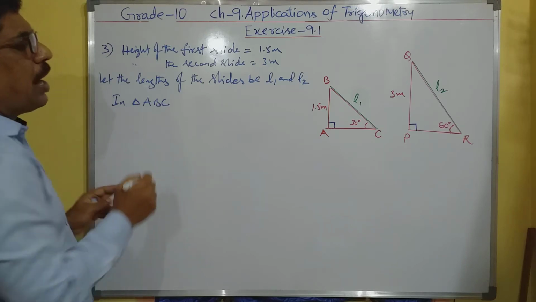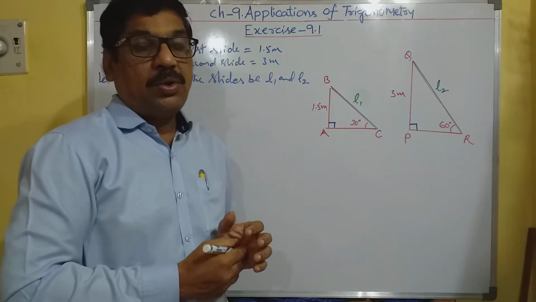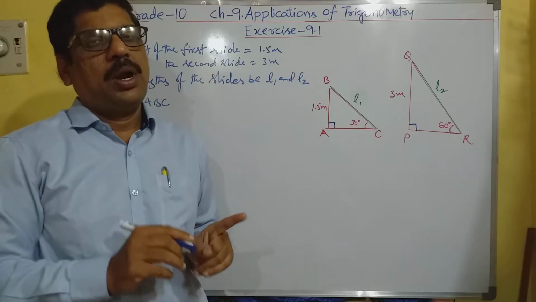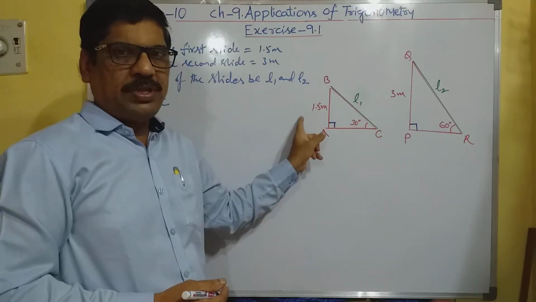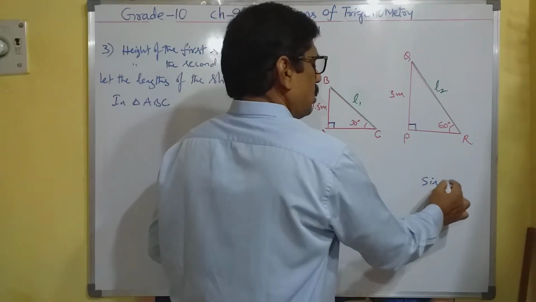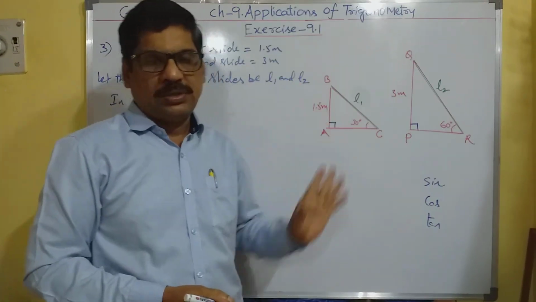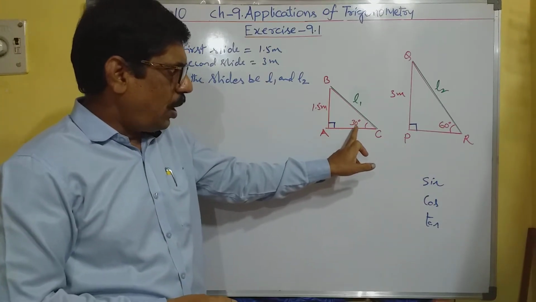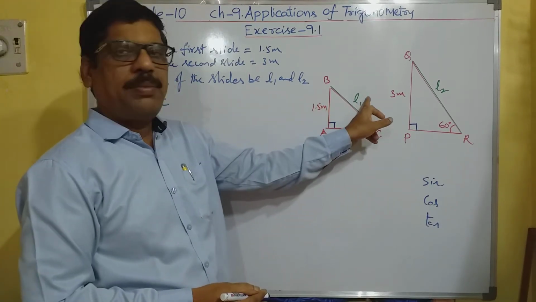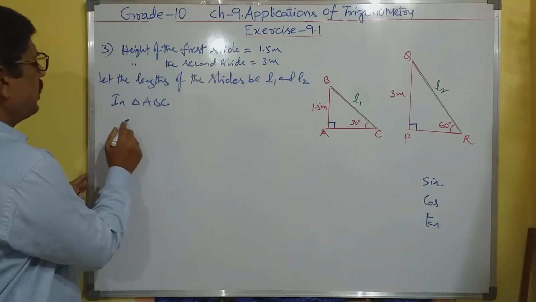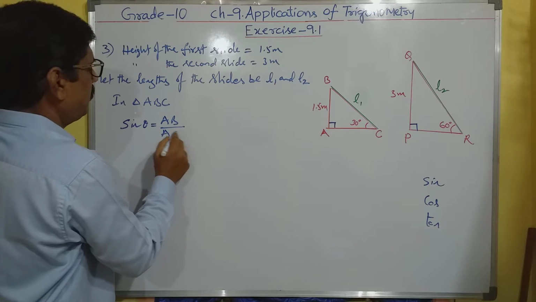Already we have discussed in the previous problem that whenever you have a triangle, we have to take the ratio between the unknown value and a known value. What is the known side in this? AB. What is the unknown side? L1. You have to take the ratio between these two. We have to take the ratio among sine, cos and tan, and select one ratio which is suitable to the present diagram. Here 1.5 meters is the opposite side of 30 degrees and the unknown value L1 is the hypotenuse. What is the ratio between opposite and hypotenuse? Sine. So we have to take sine. In triangle ABC, sine theta is equal to opposite side AB by hypotenuse AC.